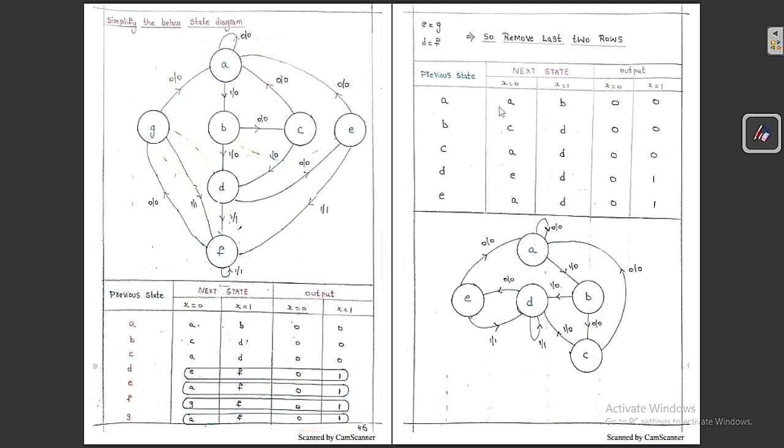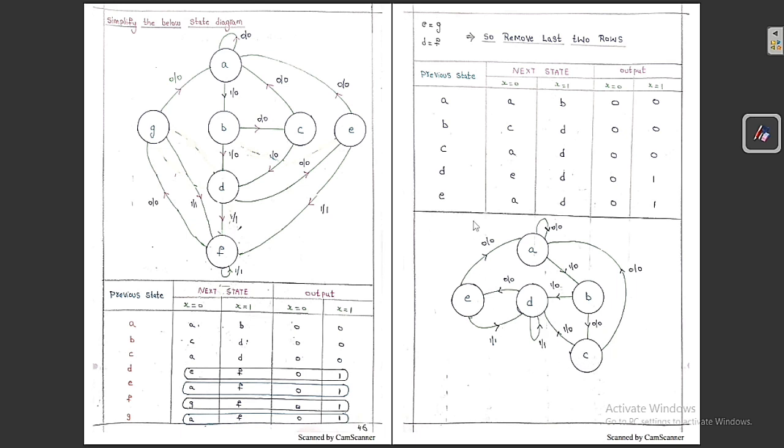Similarly, from state B, if input is equal to 0, it goes to state C with an output of 0. If input is equal to 1, it goes to state D with an output of 0. Similarly from C, if input is equal to 0, it goes to state A with an output of 0. If input is equal to 1, it goes to state B with an output of 0.